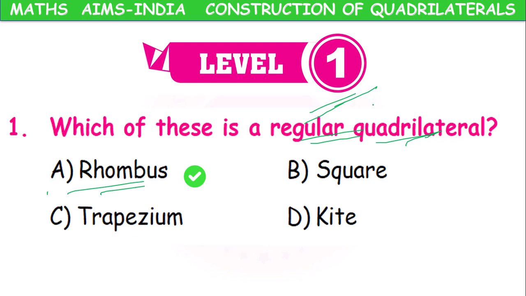In single correct answer type questions, we always have to choose the best option, children. Actually in a square also all sides are equal, but along with that, a square will have some additional properties. That's why we are going with the option rhombus. Rhombus is the correct answer.